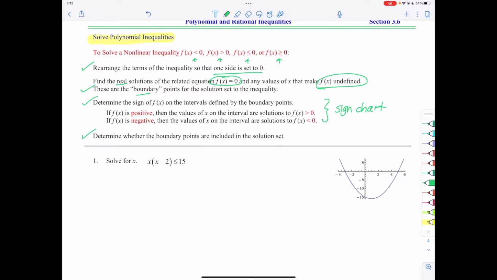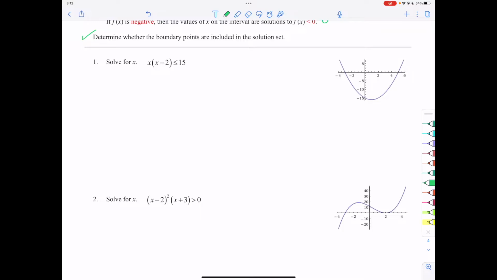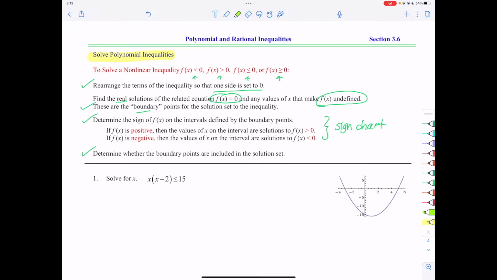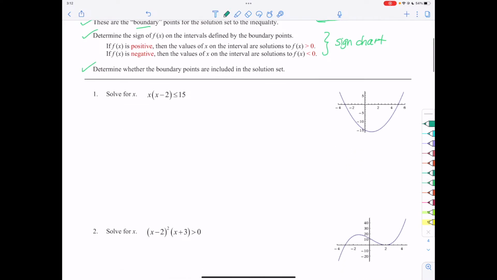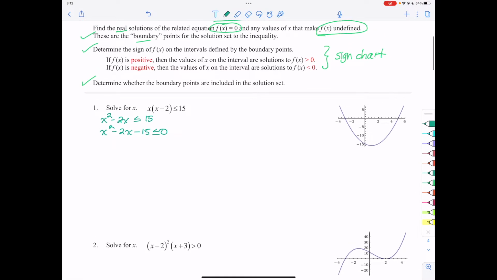Let's give one a try. We're going to begin with number 1 and we will solve for x. Now, the first thing we need to do, as you can see in this first, is to set one side equal to 0. So we have just a little bit of work to do. So let's go ahead and distribute that x. So we have x squared minus 2x is less than or equal to 15. Now we'll go ahead and subtract 15 from both sides. And now we can set up f of x is equal to 0.